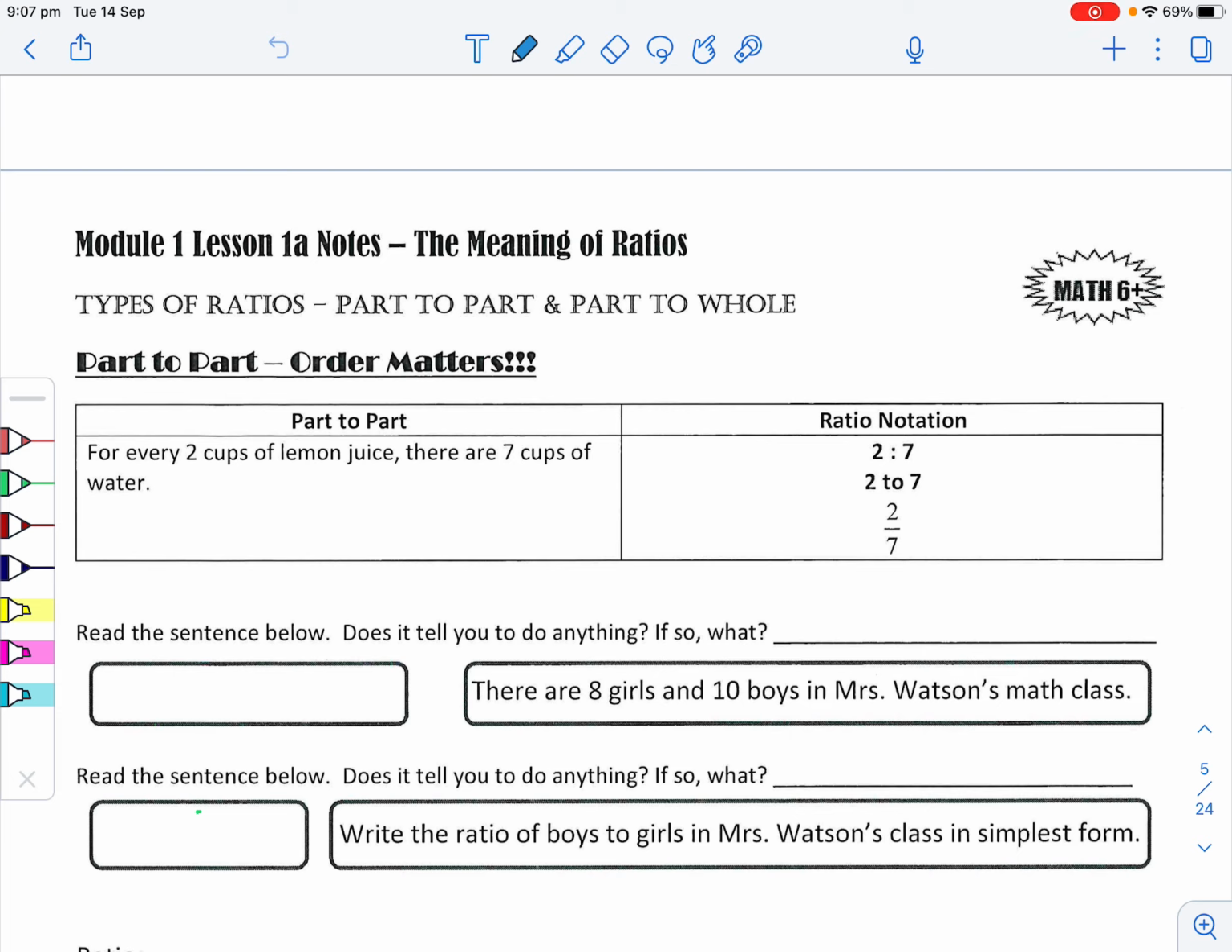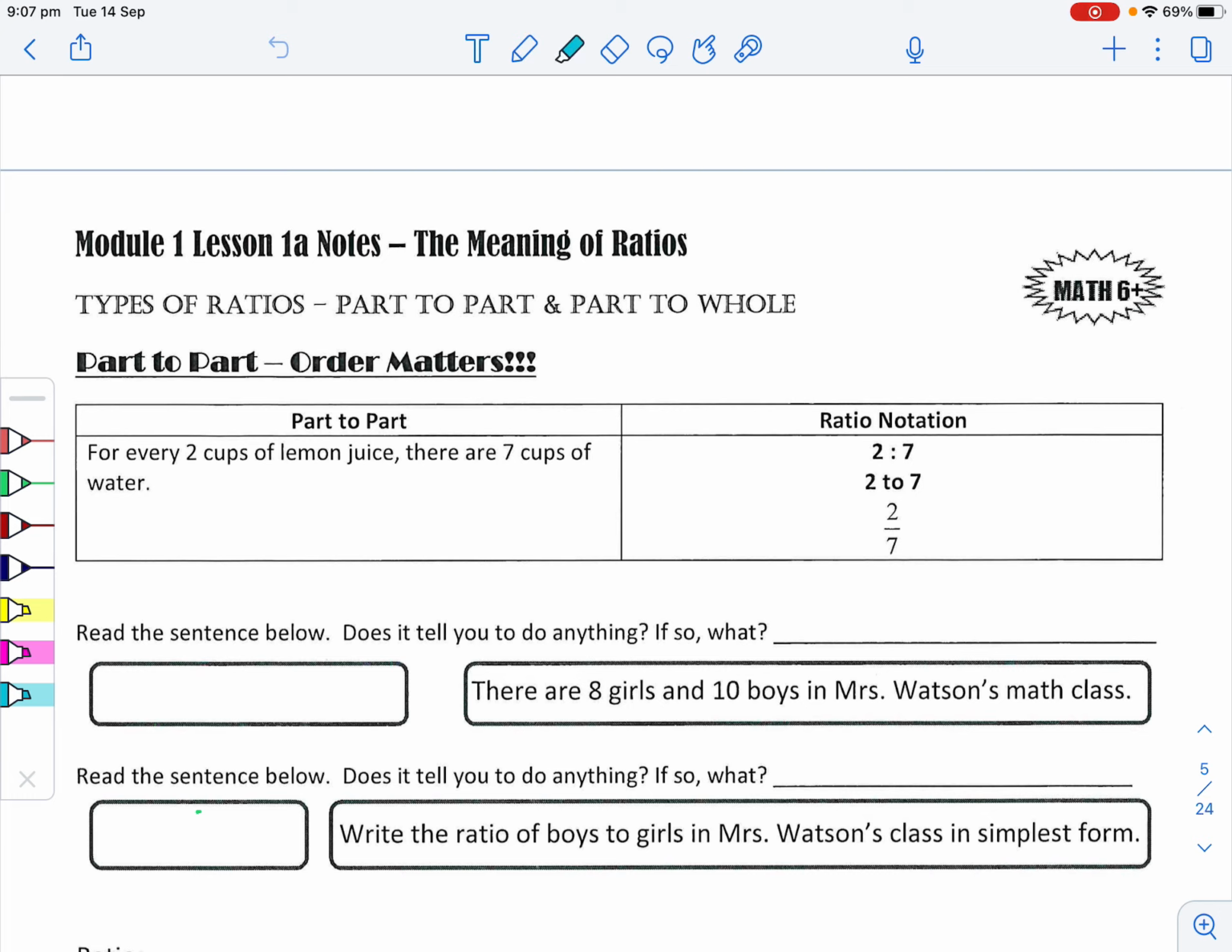In part-to-part ratios, order does matter, so the order that they are listed in makes a difference when you are writing them and when you are using them. So this first box here shows an example of a part-to-part ratio. It says for every 2 cups of lemon juice, there are 7 cups of water. So my guess is that we're making lemonade in this situation.